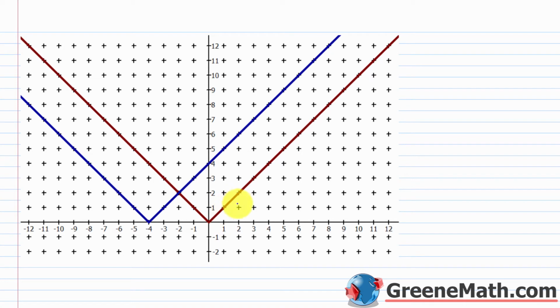So I have this guy drawn already for us. Here's the original, and then here's the other guy where we have f of x plus 4. You can see every point has just moved 4 units to the left. And again, that's to compensate for the fact that we're adding 4 to x.